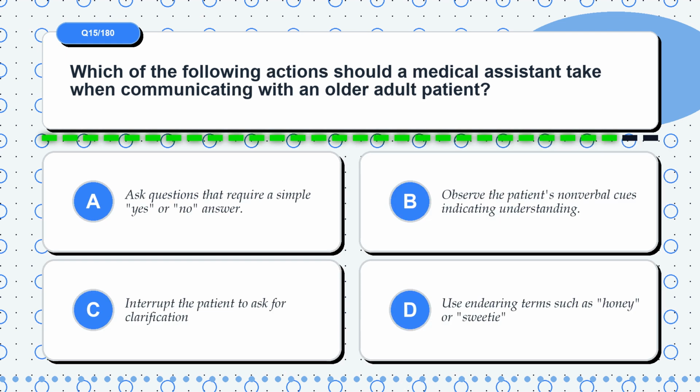Question 15. Which of the following actions should a medical assistant take when communicating with an older adult patient? Here are the options. Option A, ask questions that require a simple yes or no answer. Option B, observe the patient's nonverbal cues indicating understanding. Option C, interrupt the patient to ask for clarification. Option D, use endearing terms such as honey or sweetie.